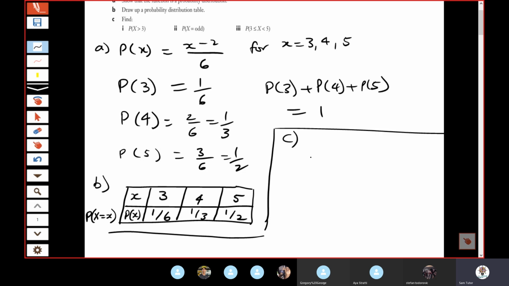C. The probability that x must be greater than 3 is equal to P of 4 plus P of 5. 1/3 plus 1/2, 5 out of 6.